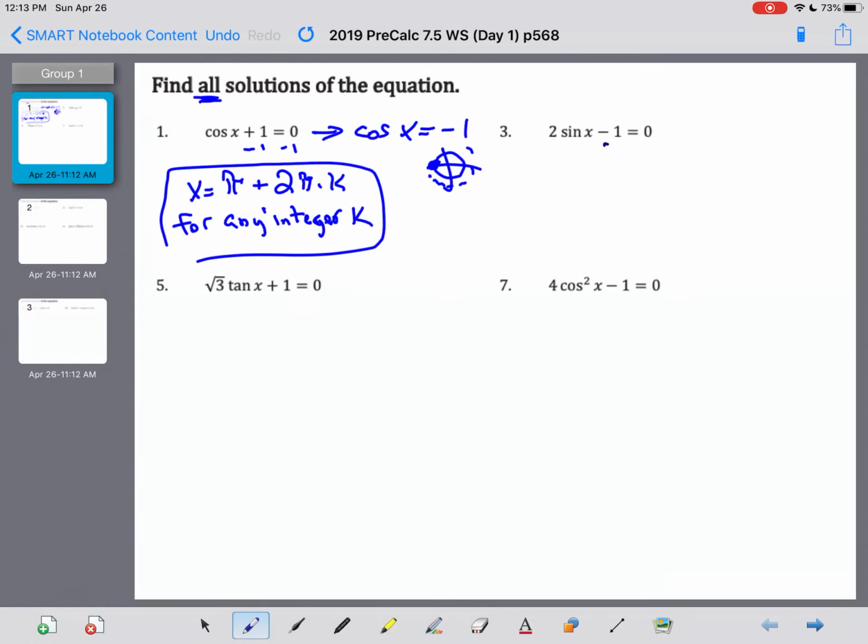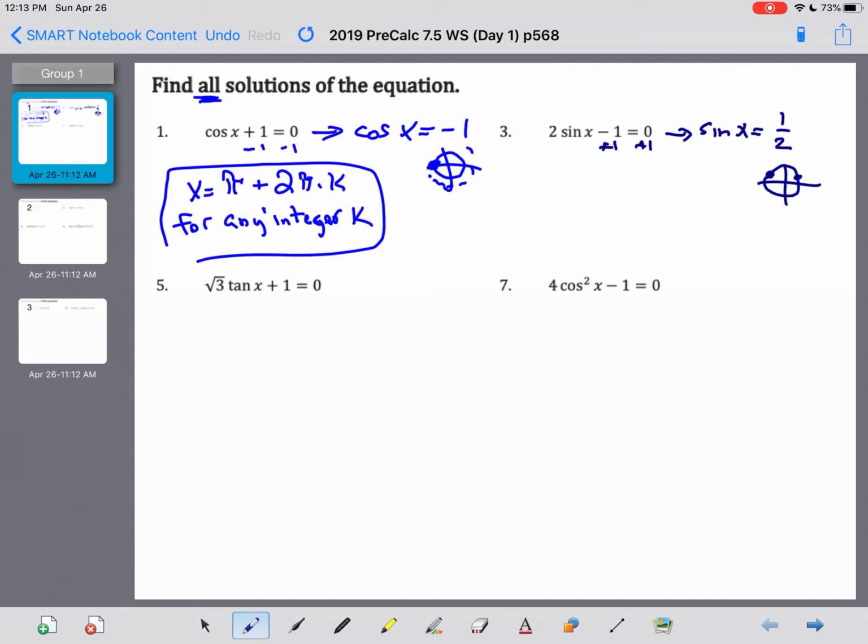Here I'm going to subtract the 1. I'm going to add the 1 over. And then I'm going to divide by 2. So I'm going to get sine x equals +1/2. Again, on the unit circle, where is sine 1/2? It's here at pi over 6. And it's also here at 5 pi over 6.